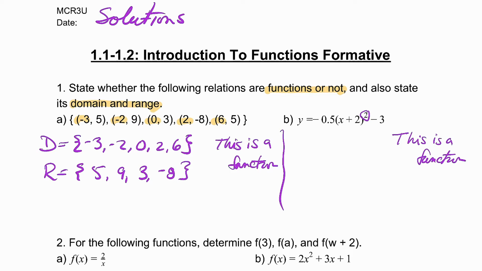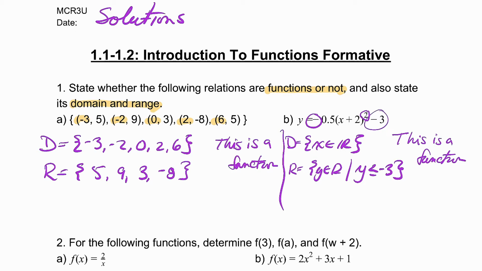So the domain for all parabolas, for all quadratics, is x ∈ R. In other words, we could plug in any value of x and we're always going to get an answer. The range is going to be y ∈ R, but in this case, the parabola is pointing downwards because our a value is negative, and there's where the vertex will be, or there's our maximum value. So y is going to be less than or equal to -3.